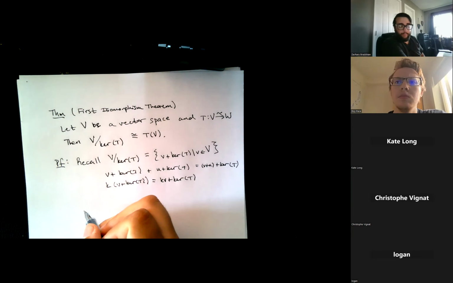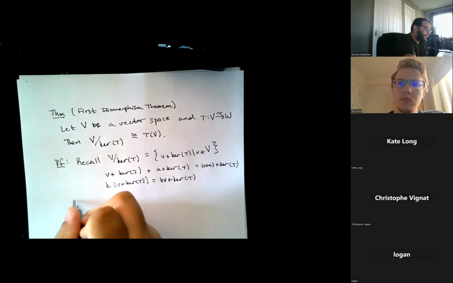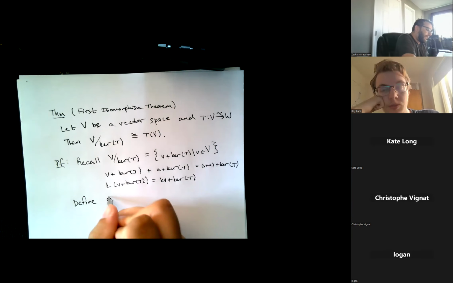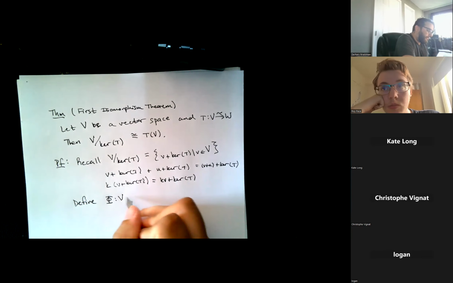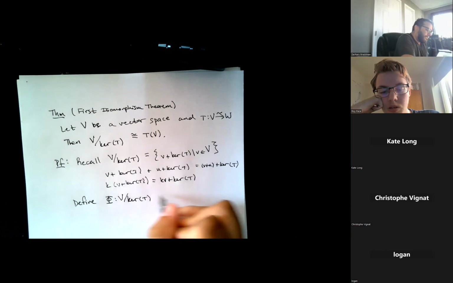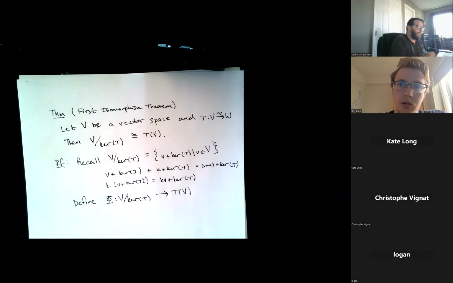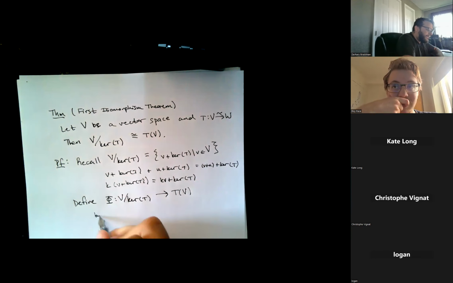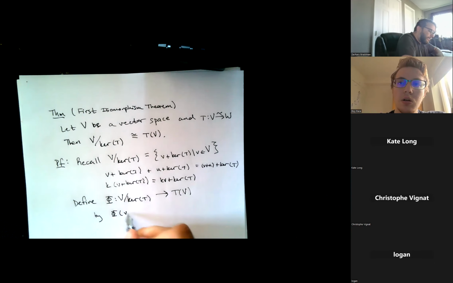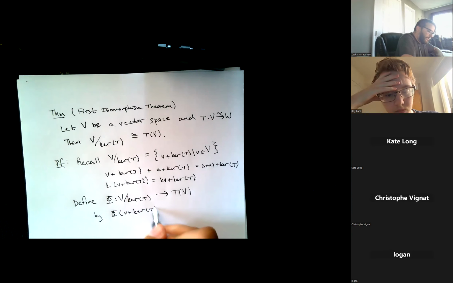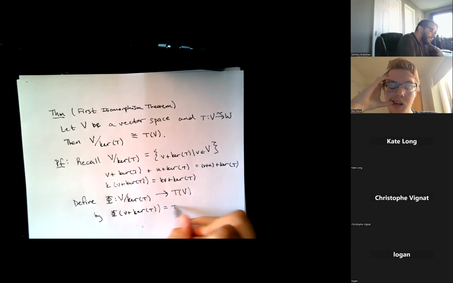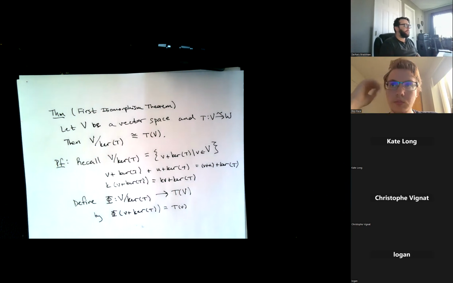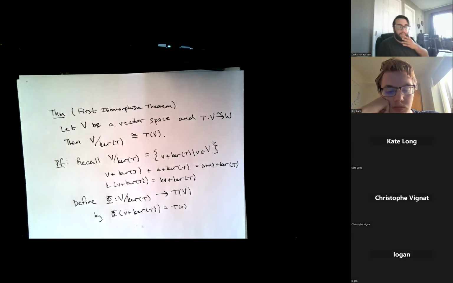But anyway, we can define a map phi, which takes V modulo the kernel to the image of V. And the way we define it is by phi of v plus kernel T, right? This is an element of this space. It is just going to be equal to T of v.